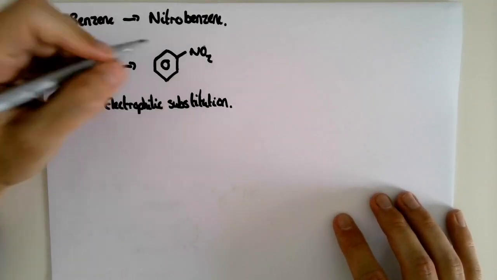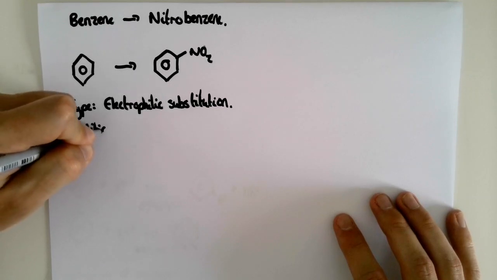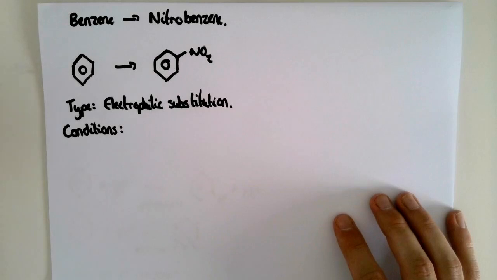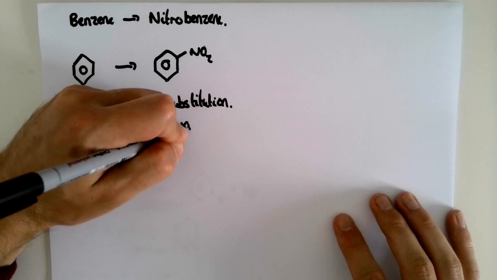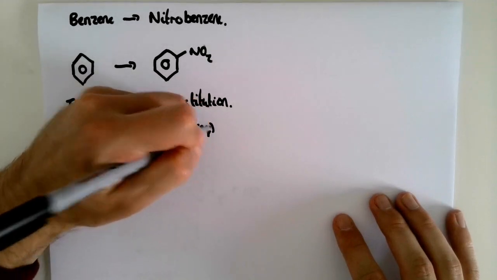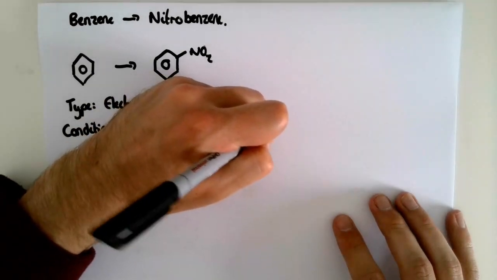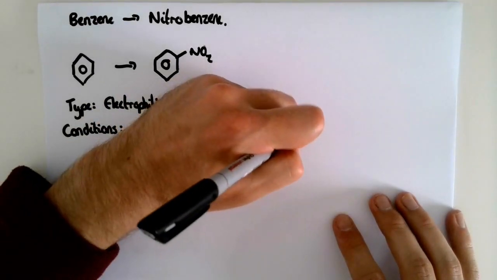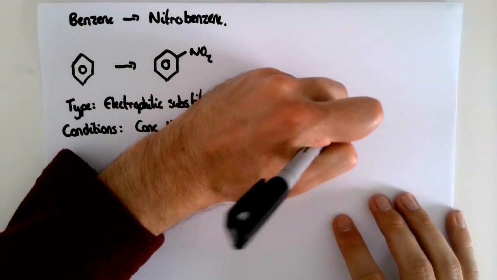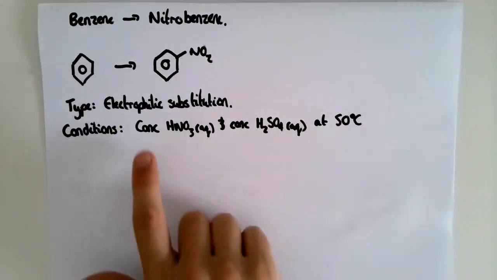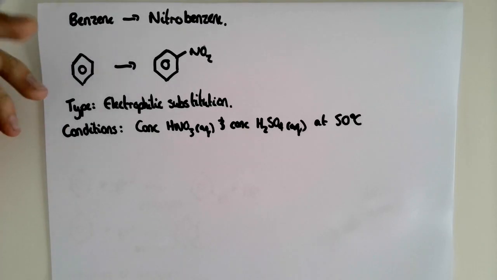In order to do this conversion, my conditions are that I'm going to need concentrated nitric acid and concentrated sulfuric acid, and then once I've added those I'm going to need to heat it up to 50 degrees Celsius. If I add those things to the benzene, this conversion will take place.